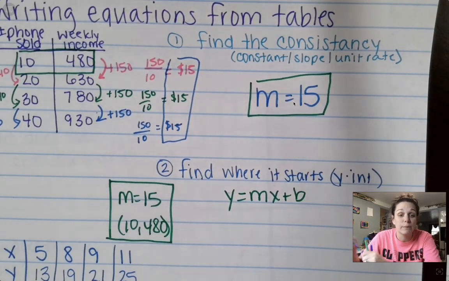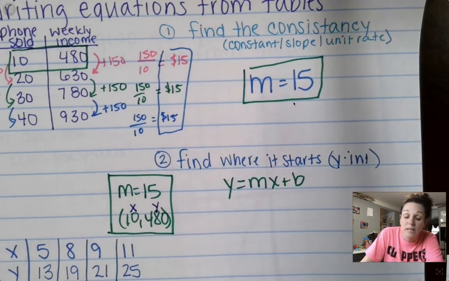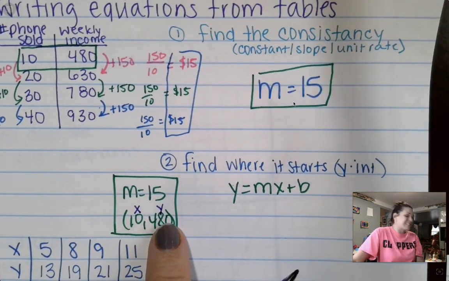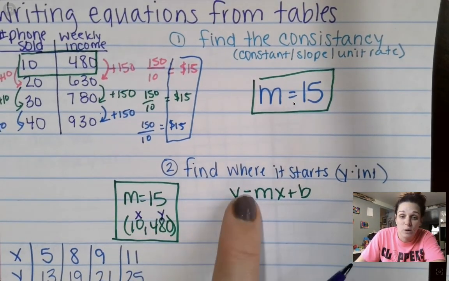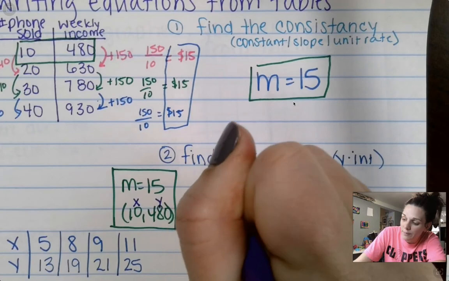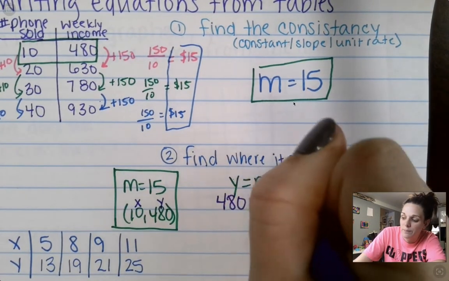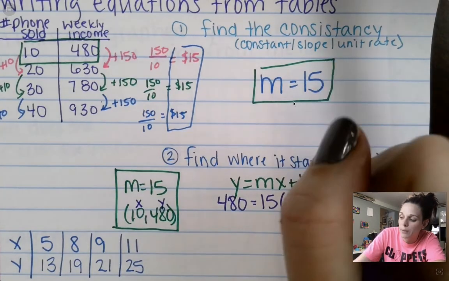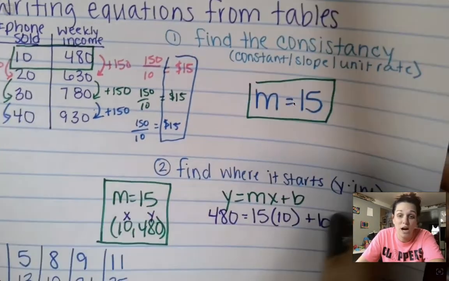We need to remember that the first coordinate is x and the second one is y. So the pieces that I've stolen are m, x, and y. And I'm just going to replace them. So instead of y, I'm going to put 480. And instead of m, I'm going to put 15. And instead of x, I'm going to put 10. And then I'm going to put my plus b because that's what I'm trying to figure out.